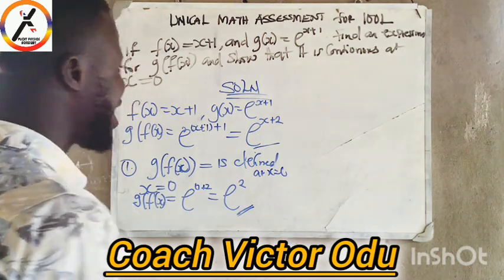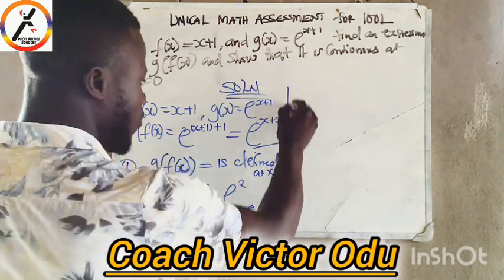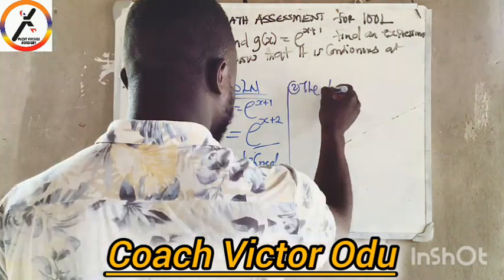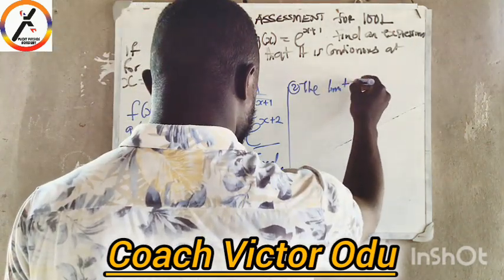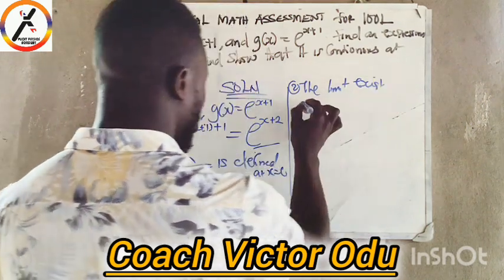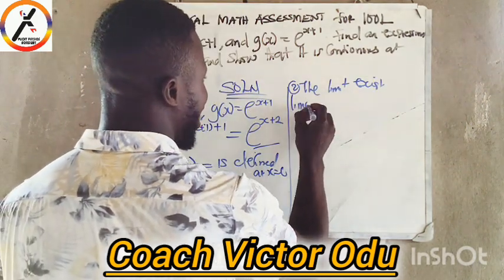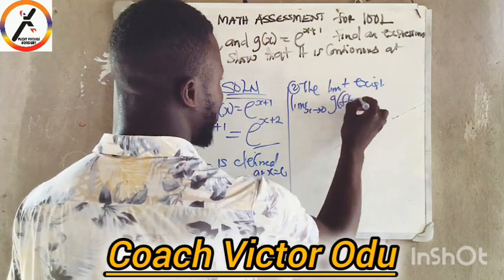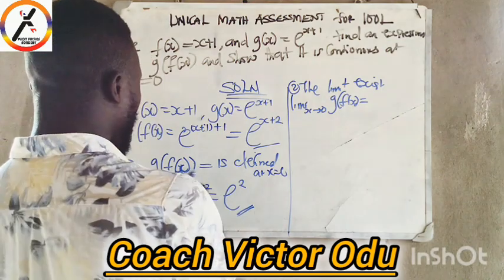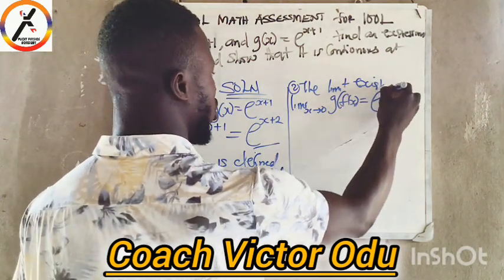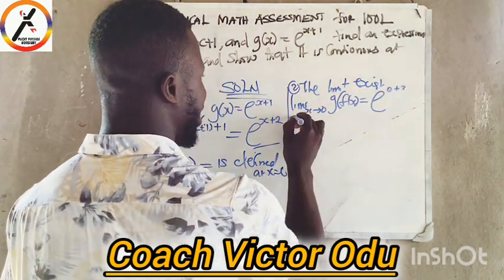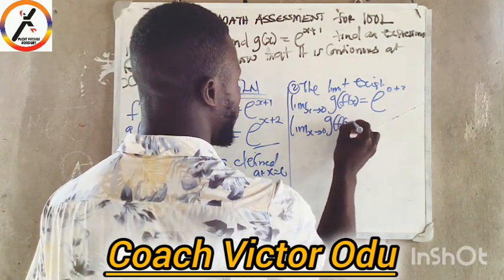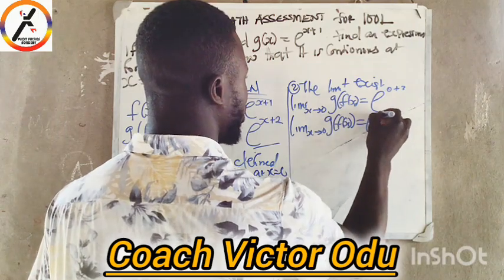And the second condition for a function to be continuous is that the limit exists. So the limit as x tends to 0 of g of f of x will be equal to what? Where we have this, we put e to the power 0 plus 2. So the limit as x tends to 0 of g of f of x is equal to exponential 2.